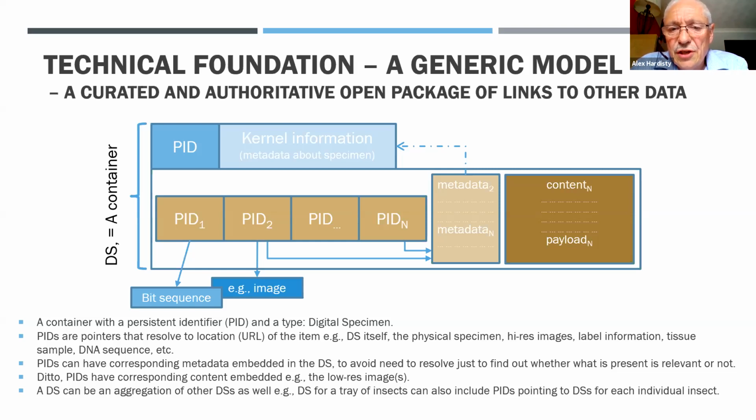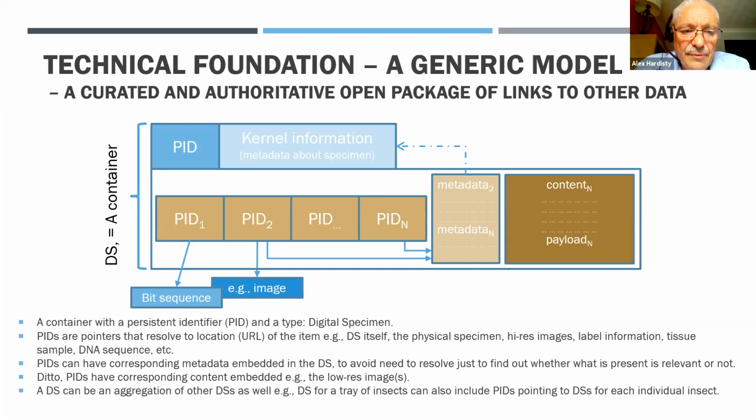The digital specimen itself, the physical specimen that is the twin of this digital specimen, high-resolution images of the physical specimen, label information, tissue samples, DNA sequences, and much more. The PIDs can have corresponding metadata embedded into the digital specimen to avoid the need to resolve the PID just to find out whether it's something interesting or not. Similarly, the PIDs can have corresponding content embedded in the digital specimen as well, such as low-resolution images, to avoid the need to retrieve the high-resolution ones.